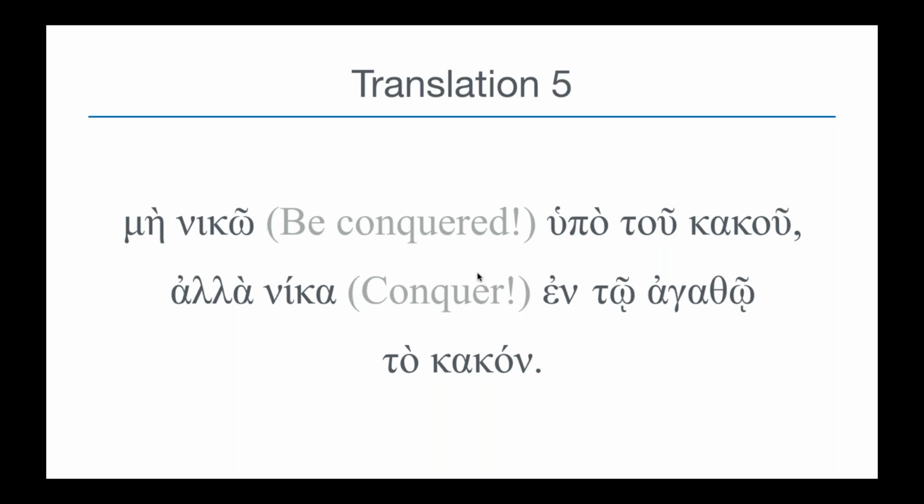You do not be conquered. Hupo tou kakou. What's hupo mean? It's on your list. Well, hupo. Oh, it's on the other list. By. Yeah. By the bad. Do not be conquered by bad. Alla: but, or also. But conquer. Conquer.